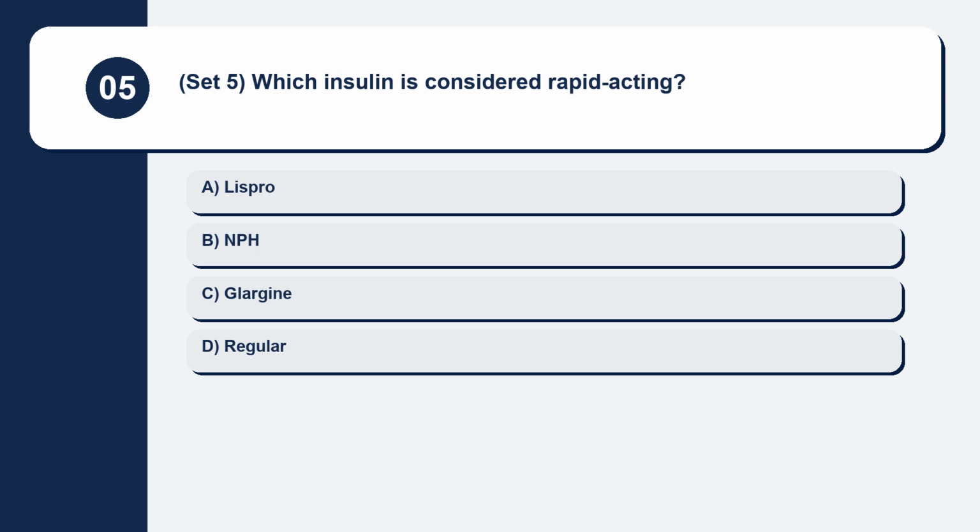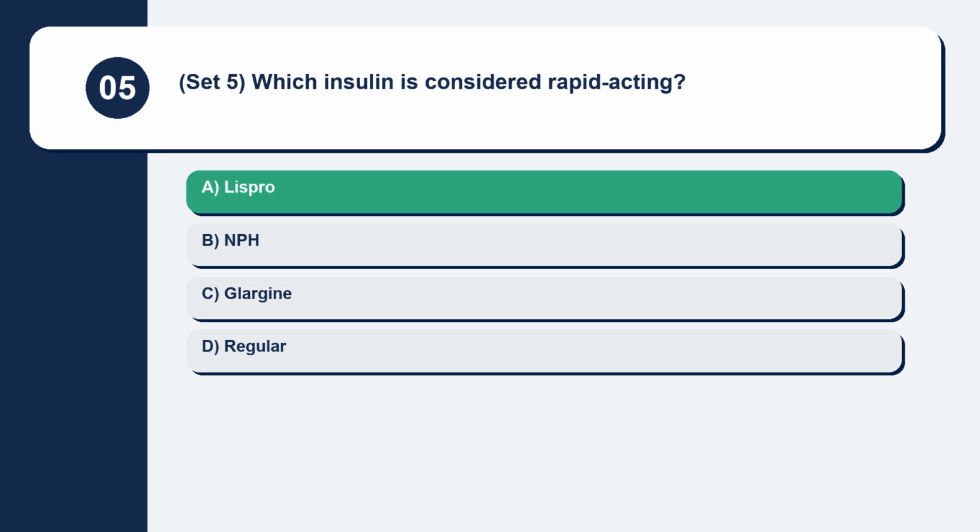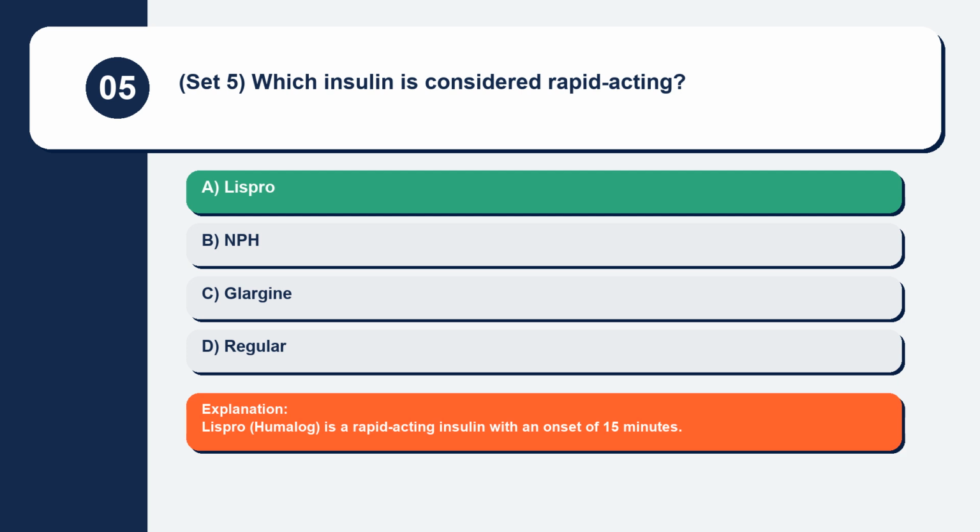Question 5. Set 5. Which insulin is considered rapid-acting? Lispro, NPH, glargine, regular. Lispro, Humalog, is a rapid-acting insulin with an onset of 15 minutes.